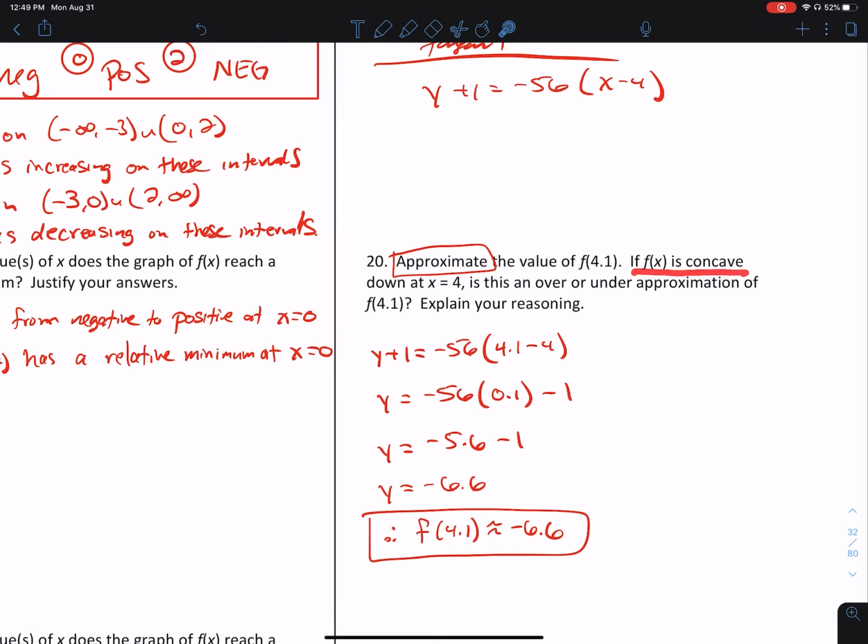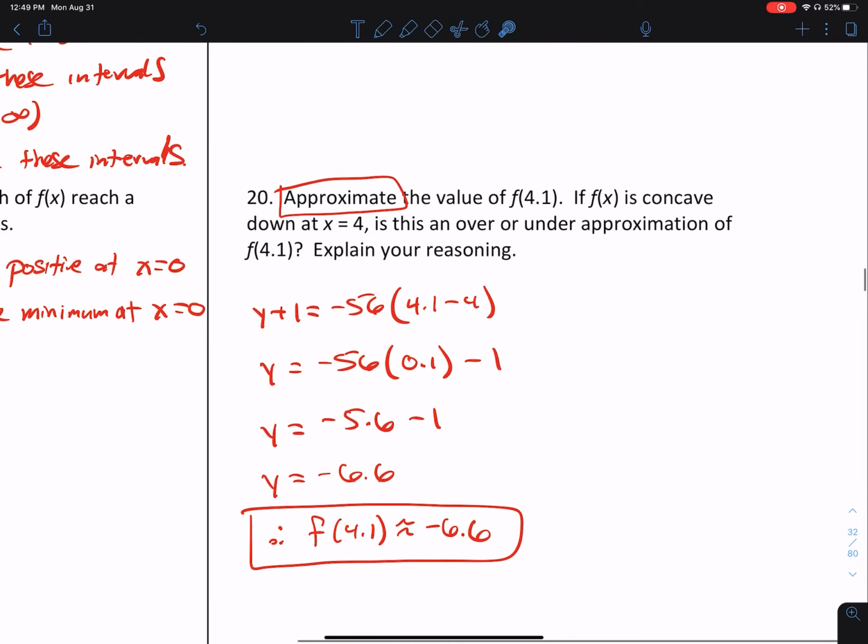Is f of x concave down? I'm sorry, it tells us f of x is concave down at x equals 4. Concave down means like this, which means our tangent line has to be above it. Is this an over or under approximation? So we would say that f of 4.1, which is approximately -6.6, is an over approximation.